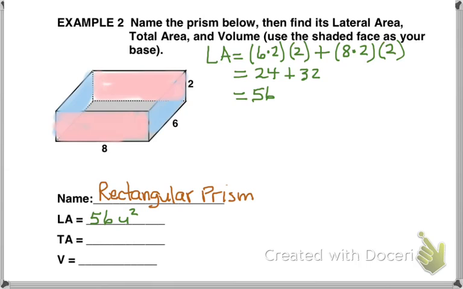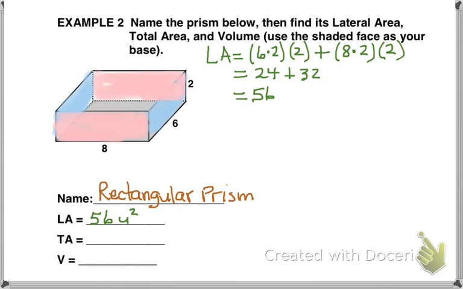We use the letter U to represent units of any kind. The units could be inches, they could be centimeters, they could be yards or feet or miles. It makes no difference. Whatever the units are, it would be 56 of those square units.